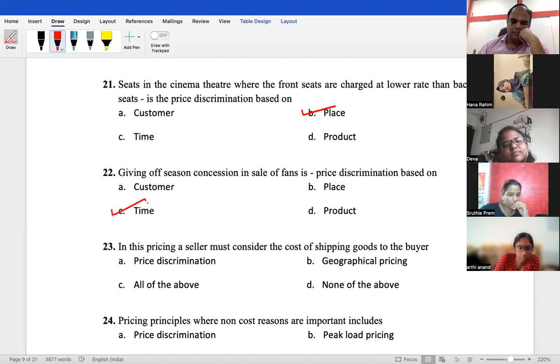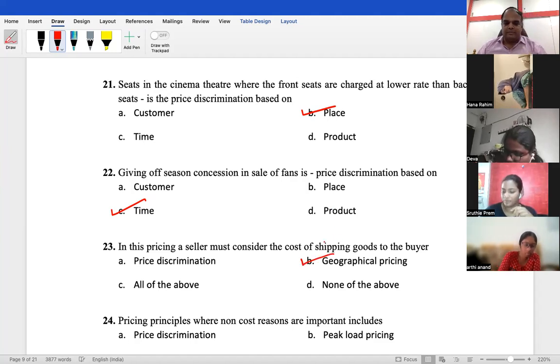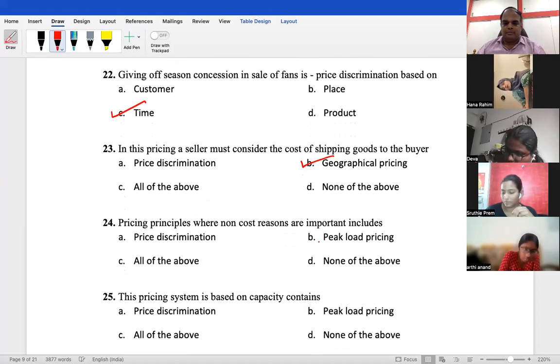In this pricing, a seller must consider the cost of shipping goods to the buyer: price discrimination, geographical pricing, all of the above, none of the above. Geographical pricing, yes. Pricing principles where non-cost reasons are important include: price discrimination, peak load pricing, all of the above, none of the above. A, all of the above.